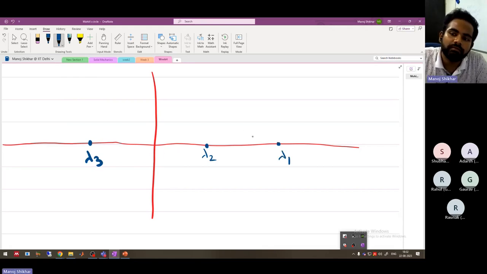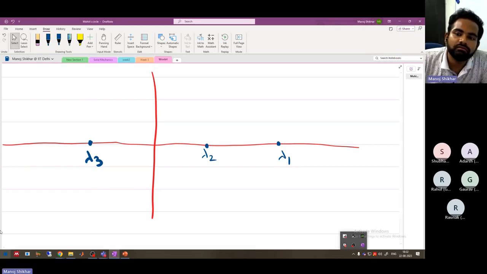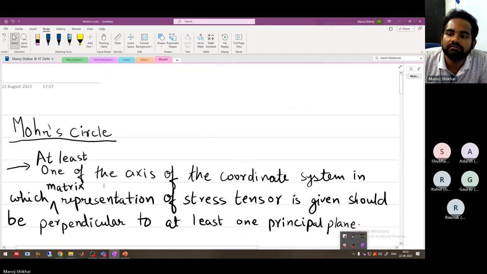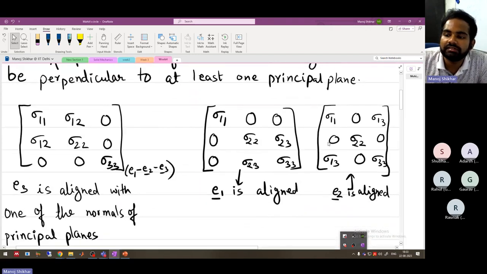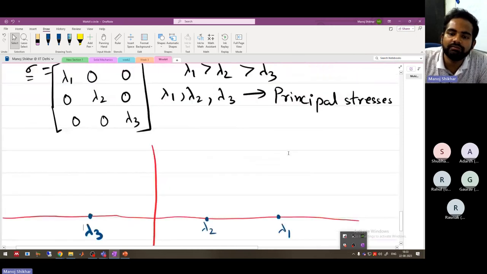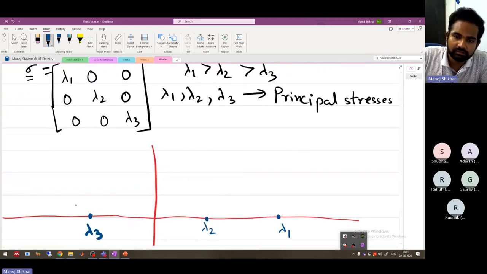So lambda 1 is the extreme value of sigma. So the circle will start from here. Lambda 3 is the other extreme. On lambda 1, lambda 3, suppose we consider the E2 plane, or suppose we first consider that we are given a stress matrix of this form. There we will draw a circle related to lambda 1, lambda 3 only, right? Because lambda 2 is something else.